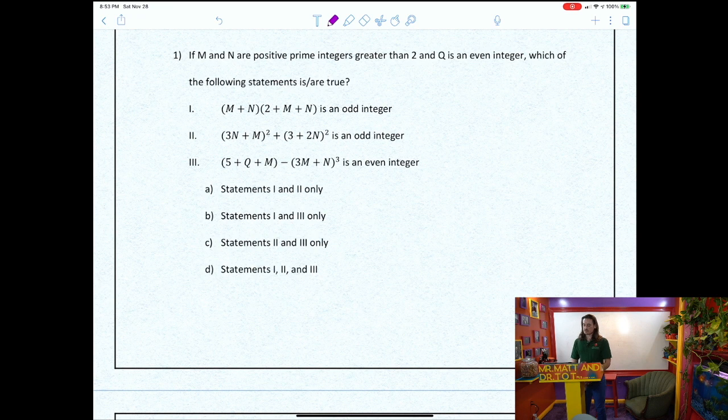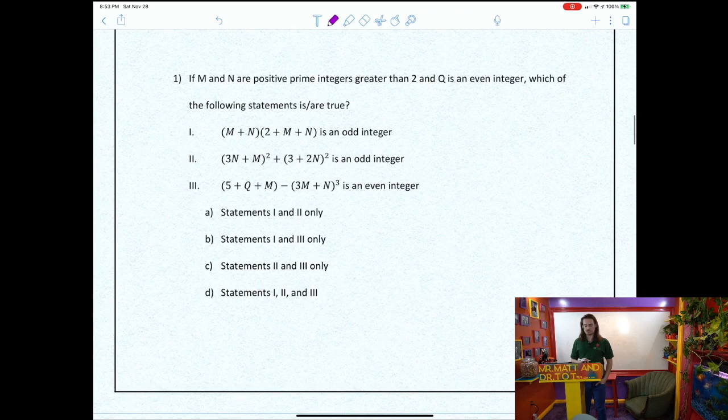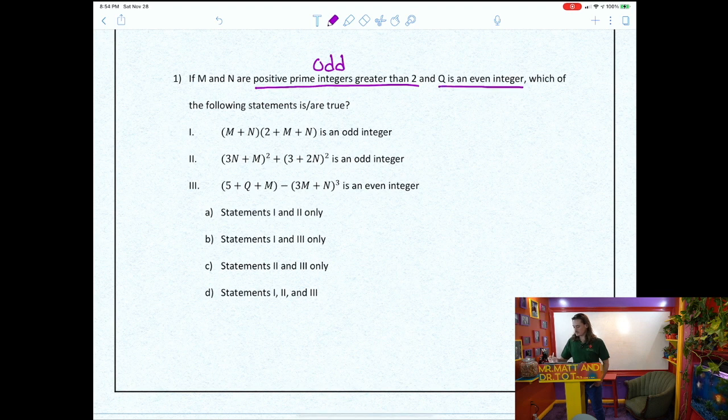So if we wanted to solve with substitution, we'd want to first identify the domain or the acceptable values that we could use for each of these variables. They say that m and n are positive prime integers greater than 2. That's just a tricky way of saying that they have to be odd, because 2 is the only even prime integer, because all other multiples of 2 are necessarily divisible by 2 and therefore not prime. So if it's going to be prime and greater than 2, then it has to be odd. And then they flat out tell us that q is an even integer. So we're just talking about odd and even values.